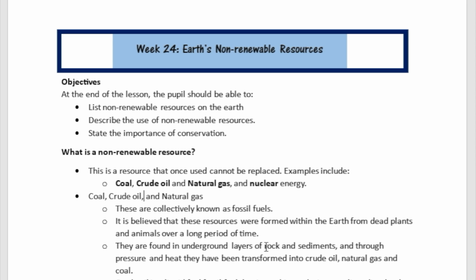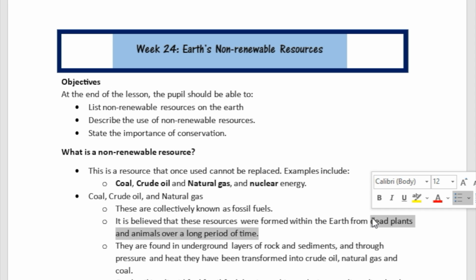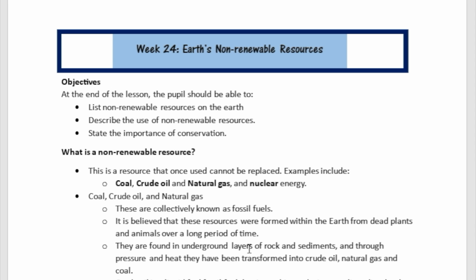These are fossil fuels because they come from fossils. What are fossils? Fossils are dead plants and animals over a long period of time, compressed together in the Earth's crust, and then they start to form things like coal, crude oil, and natural gas. They are found in underground layers of rocks and sediments.